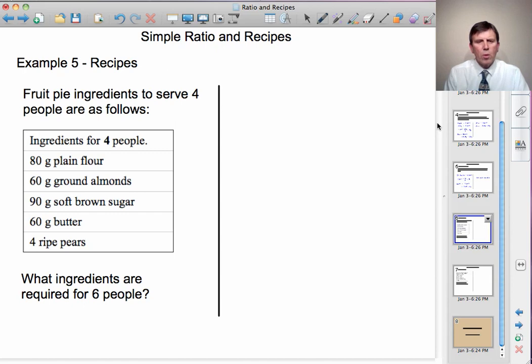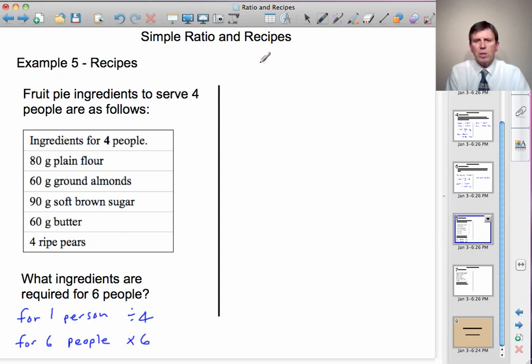First of all, what we can do is work like we did for ratio and get the link of how much do you need for 1 person. So if this is what we need for 4 people, for 1 person, all we need to do is divide everything by 4. And then once we've done that, to find out what we need for 6 people, if I know what I need for 1 person, I just need to multiply everything by 6.